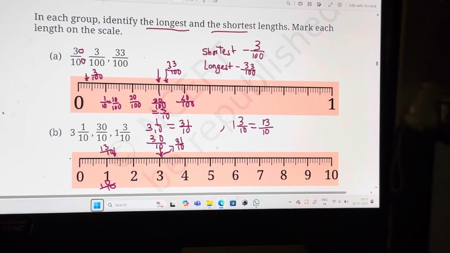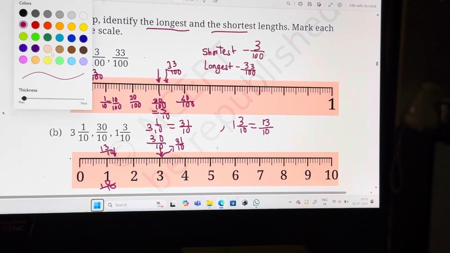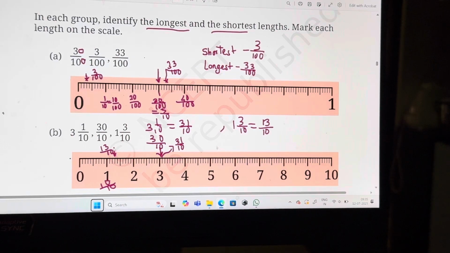Now, based on the markings, you can decide which is the shortest and which is the longest. So the left hand most would be, I'm not writing again, I'm just showing you so that it's easy for you to identify. This you can see is on the left hand side, so this will be the shortest length. Okay, and this is on the right hand side most, so it would be the longest length. Okay, this one, first number after 30.